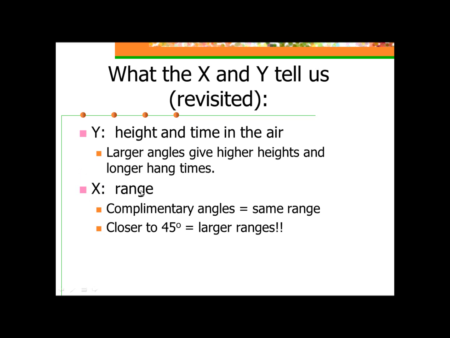The x tells us the range, how far out it will go. Complementary angles, the ones that add to 90 degrees, give the same range. So 30 and 60 will hit at the same spot. 20 and 70 will hit at the same spot. And the closer they are to 45 degrees, the larger the range. So 45 gives you maximum range. The closer it is to 45, the larger the range is.